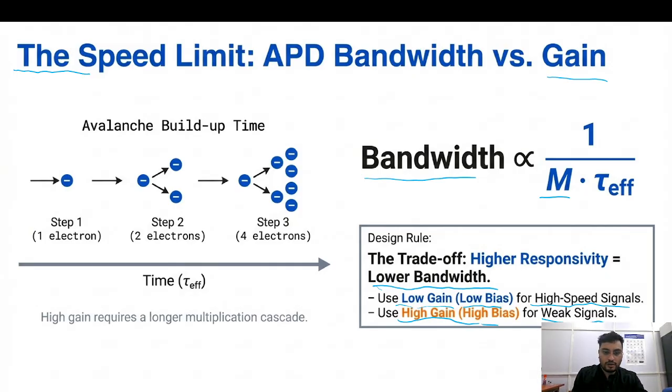So if you want less noise, or you can say more gain, then for high gain, the multiplication cascade should be longer. And the longer multiplication cascade will also have the issue with the shot noise, or we can say the thermal noise, which also depends on M squared.